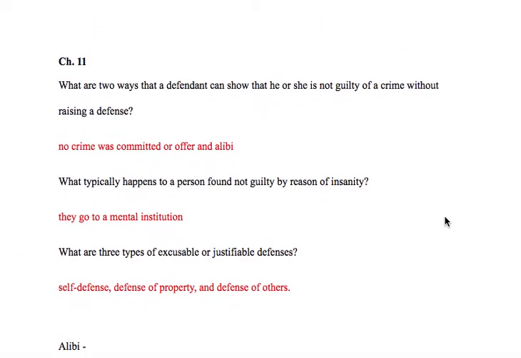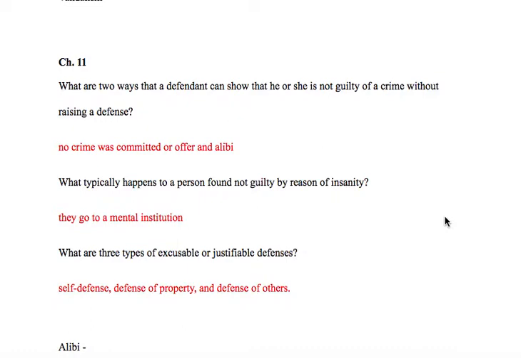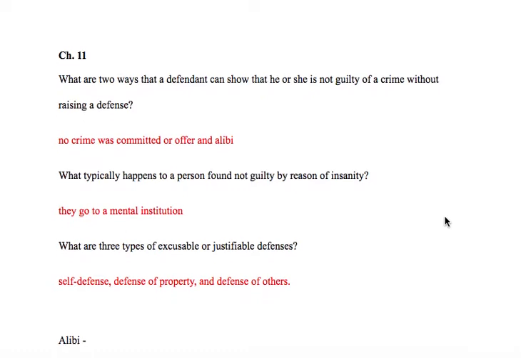Chapter 11, so looking at defenses. What are two ways that a defendant can show that he or she is not guilty of a crime without raising a defense? So you can say, hey, there was no crime committed here, or your alibi. You don't have to defend yourself. You're like, hey, I was here. There's no way I could have done it. What typically happens to a person found not guilty by reason of insanity? They usually go to a mental institution.